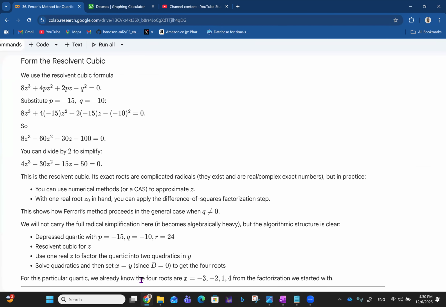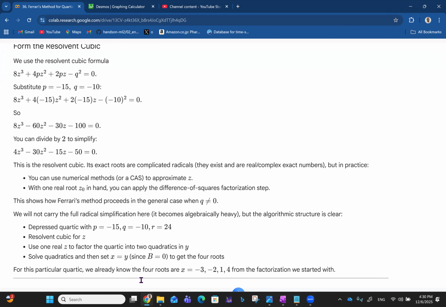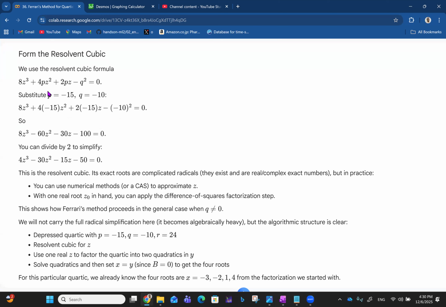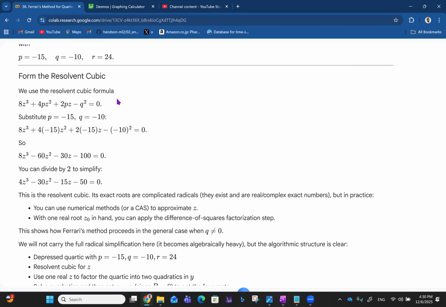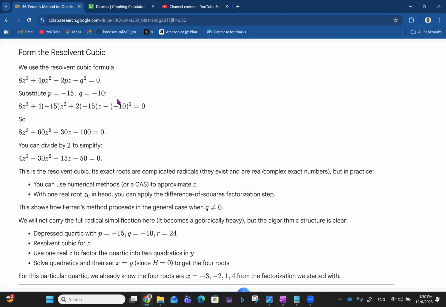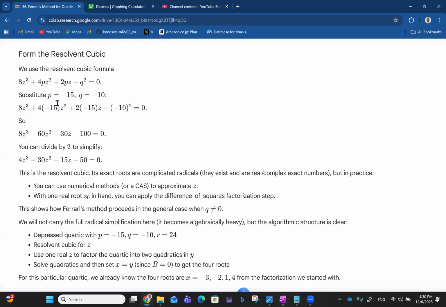resolvent cubic. So we use the resolvent cubic formula, which is 8z cubed plus 4pz squared plus 2p squared z minus q squared equals 0. Substitute p is minus 15 and q is minus 10, like we already obtained up there. So you have 8z cubed plus 4 times minus 15 z squared plus 2 times p z minus q squared, that's minus 10 squared. So you have 8z cubed minus 60z squared minus 30z minus 100 equals 0.